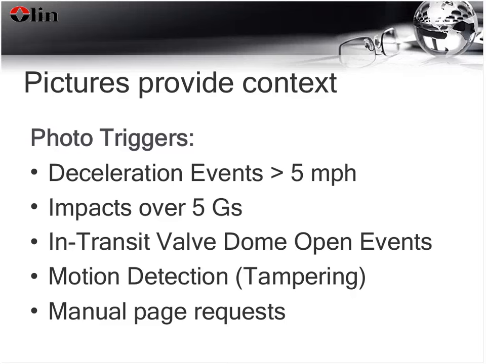In this case, we ask the GPS to take an image whenever there's a deceleration event greater than 5 miles per hour, whenever we see impacts over 5 Gs, whenever someone opens the valve dome while it's in transit. And we're really just piloting this motion detection, but the idea here is around tampering. And of course, you can manually request an image to be taken.